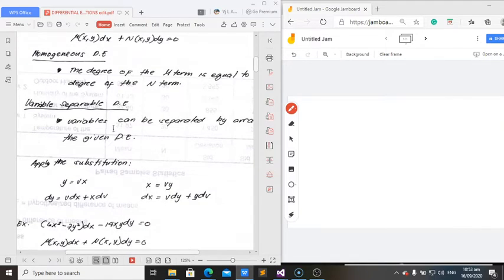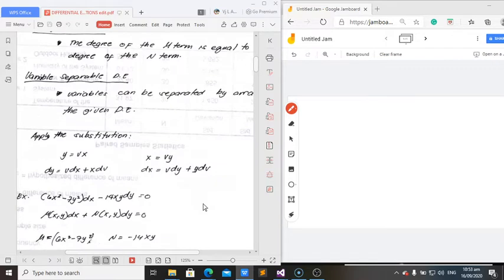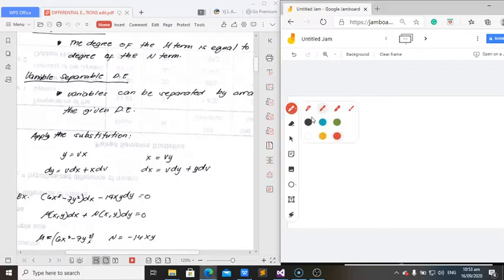So, in homogeneous differential equation, you will have two means of solving your given differential equation. It is either you use homogeneous in y or homogeneous in x. So, what is that? So, let's try. Okay. So, first, let's see our given.